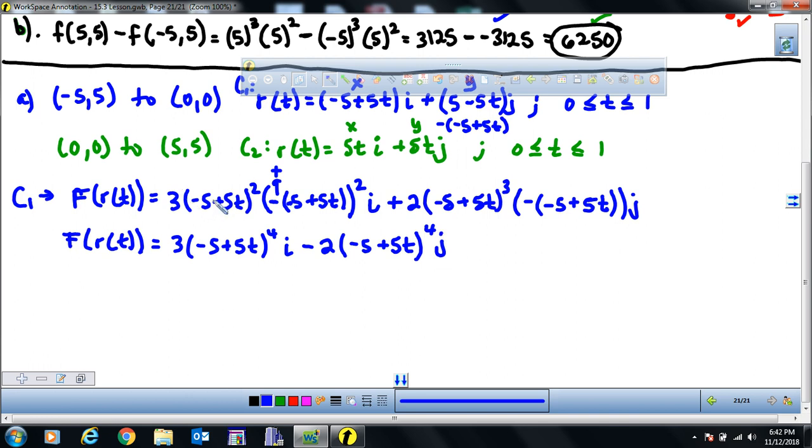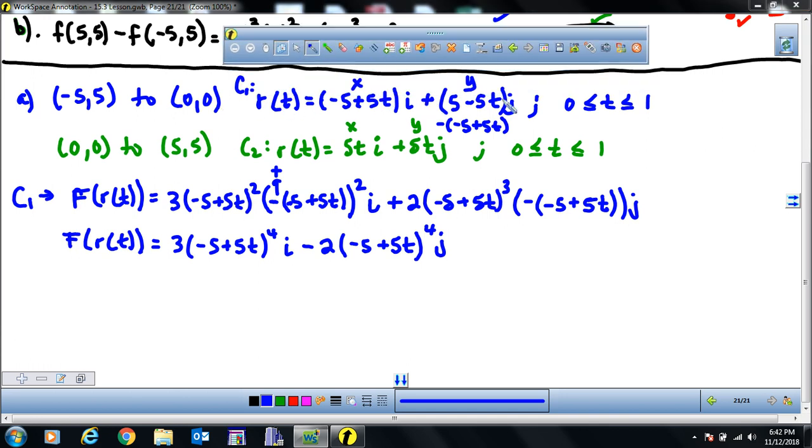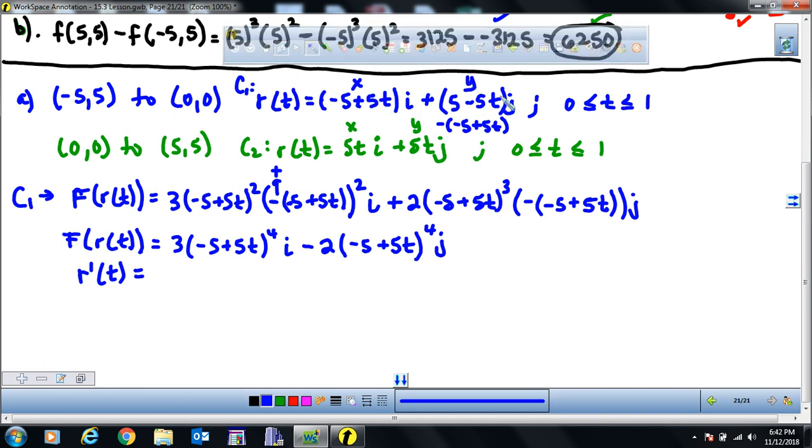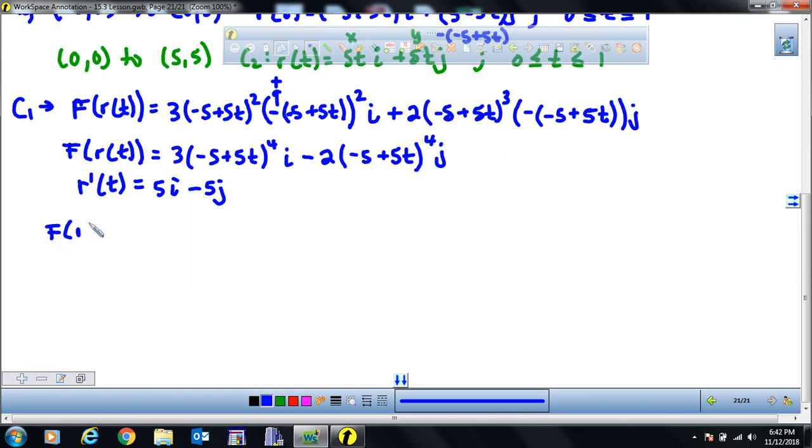And then remember what we have to do. The next thing is that we need to get the derivative of this position. Okay? The derivative of that position is equal to, the derivative of this x would be 5i. The derivative of this y would be negative 5j. So it will be 5i minus 5j. Then to get the work integral or the line integral, we need to get the dot product.